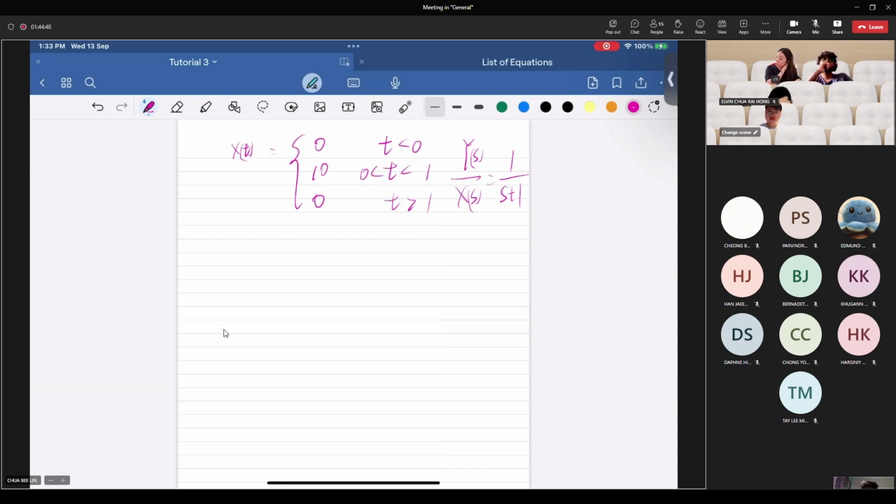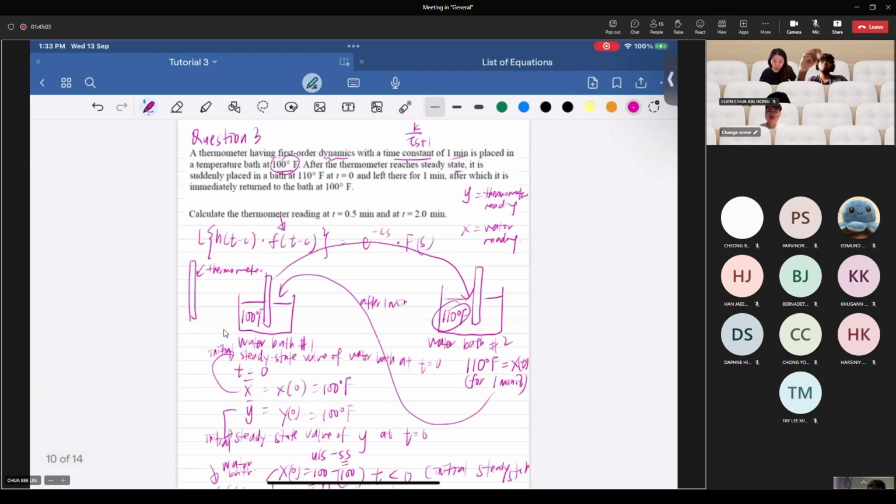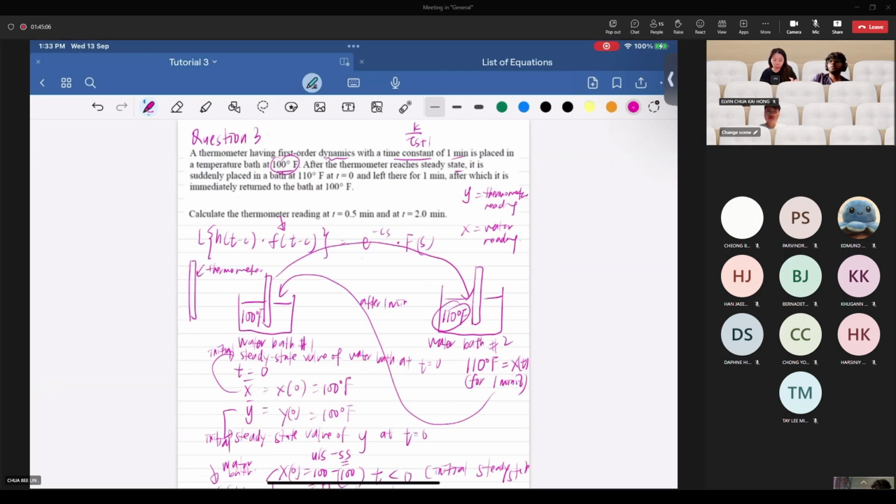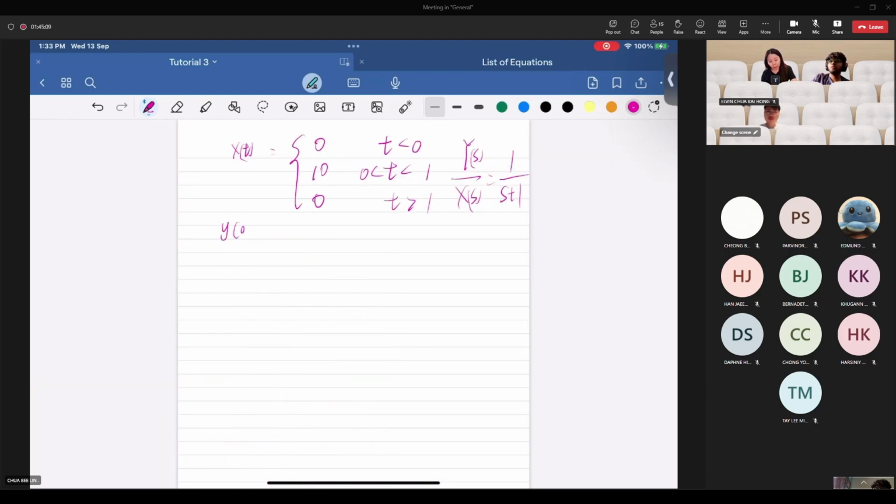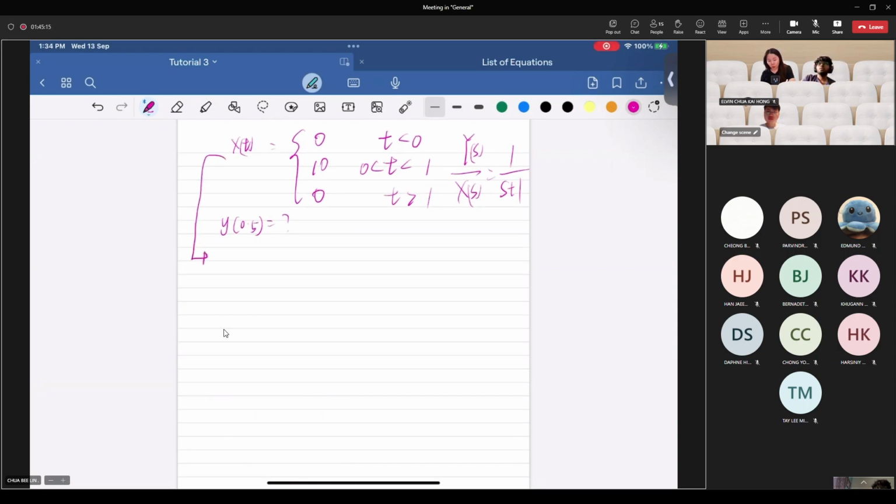So when you have 2 changes, it means you have to consider the Heaviside equation to solve. So from here, the question asks you to calculate the thermometer reading at t equals 0.5. So they actually want y(0.5), equivalent to what? So now you have to change this one: Y(s) is X(s) times 1 over s plus 1. What is X(s)? So how do we solve X(s) over here?